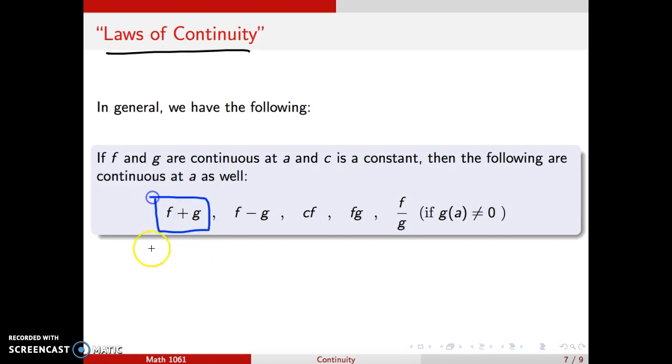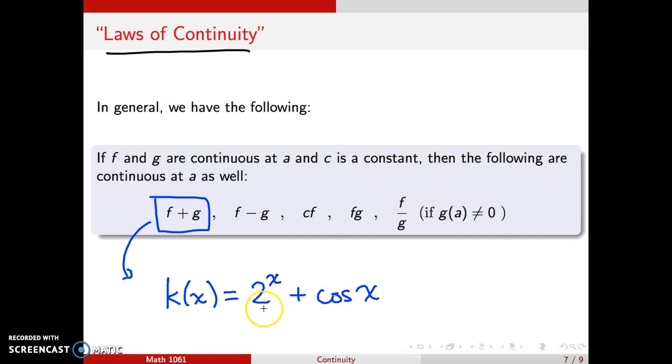So, a quick example, something like this. You could have a function like k of x equals 2 to the x minus cosine of x. Right? Let's say plus, strictly speaking, but whatever. So we said exponential functions are continuous. We said trig functions are continuous on their domains. And so the sum of two of those continuous functions would be continuous.